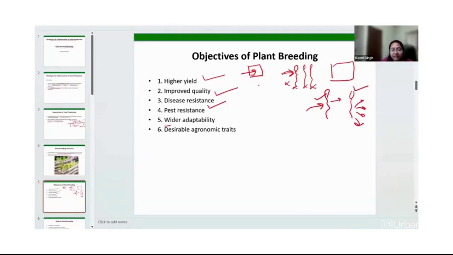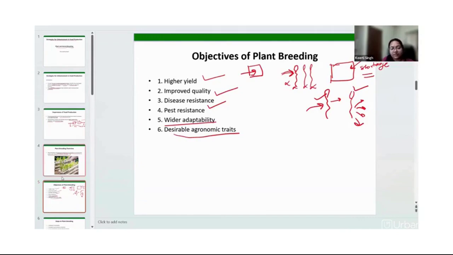A wider adaptability. Why wider adaptability? Suppose for some period of time there is a shortage of water. If the plant cannot overcome the shortage of water for a short period of time, the plant may die. But if it has the adaptability, if it overcomes this short duration, it will grow and again divide, right? And we want desirable agronomic traits, right?